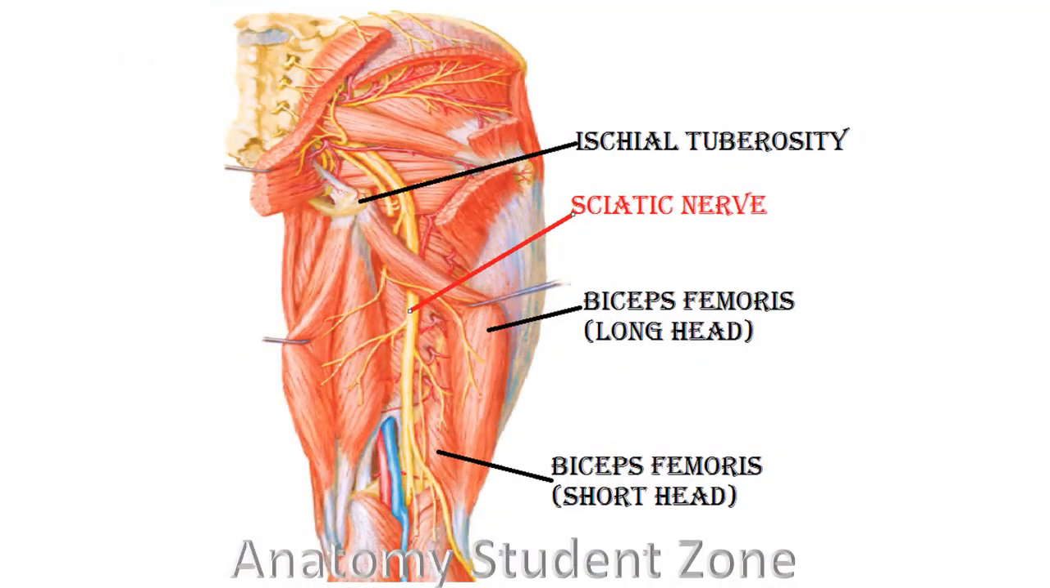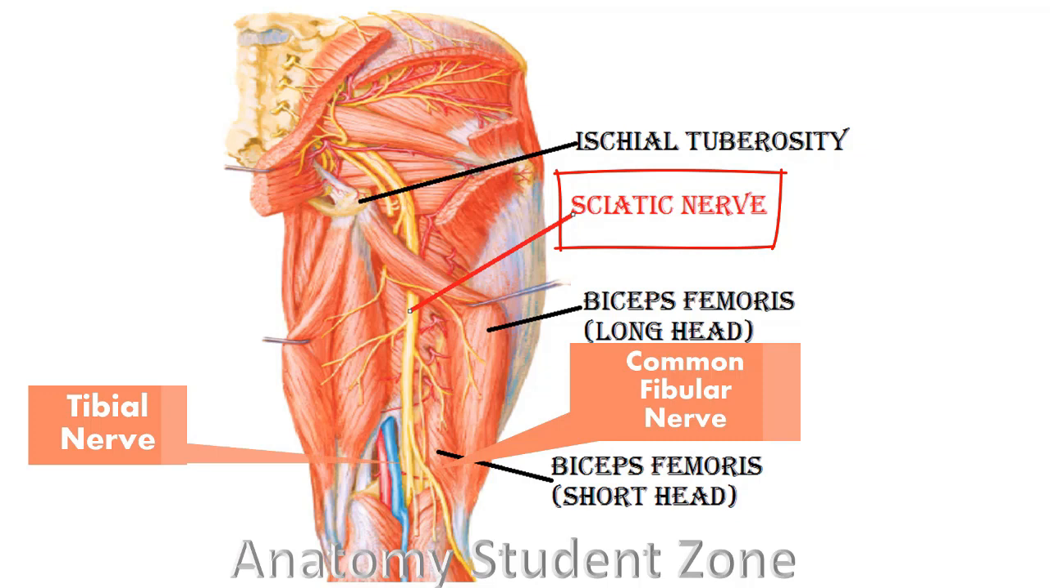You also know that the sciatic nerve divides into two terminal branches; when this nerve is going to end, it divides into two branches. The lateral branch we name the common fibular nerve, and the medial branch we name the tibial nerve. Because the tibia bone is medial, its medial branch is the tibial nerve, and the fibula bone is lateral, so its lateral branch is the common fibular nerve.